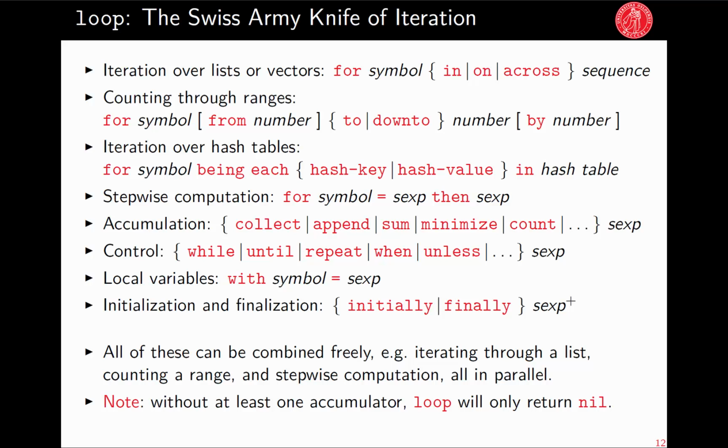And you can also do iteration over basically any data type. You can do loop iteration over hash tables, or over vectors, or strings, or lists, or over just numeric ranges. So it's very versatile. Okay, that was all I wanted to say about loop.